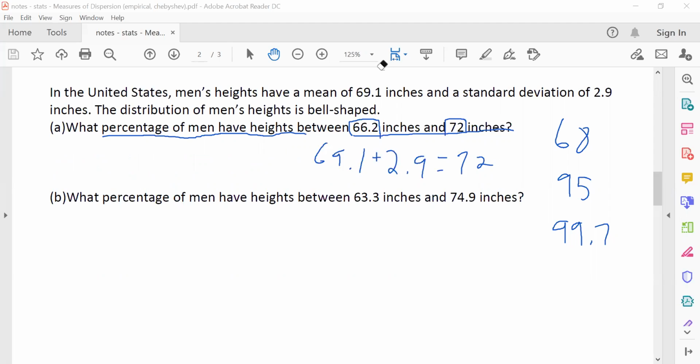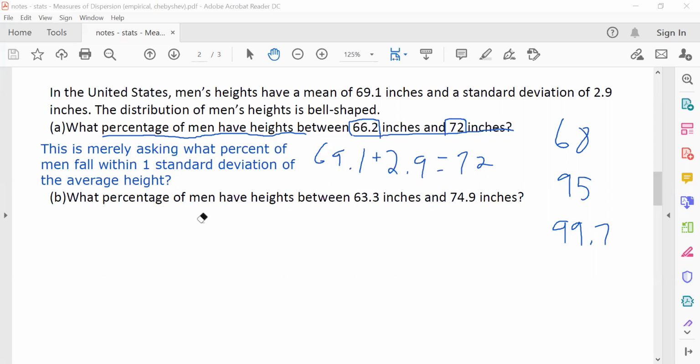So it just wants to know what percent of men fall within 1 standard deviation of the average. We know that the distribution is bell-shaped, so we can use the empirical rule. And which of these 3 numbers does that go with? The 68. Yep. And that's our answer here, because it's really just asking what percent of men fall within 1 standard deviation.